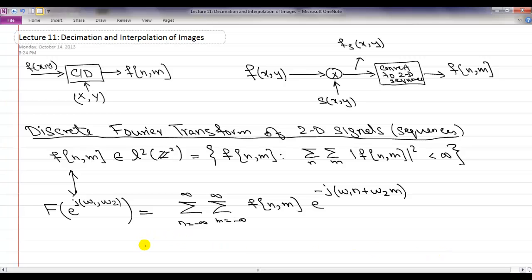And if you want to actually think about how you may want to compute this discrete Fourier transform, for example, I could write the summation over m first, and I could write the summation over n, f of n, m, and I can write e to the minus j omega 1 n. So I'm just going to break up this exponential and write the other exponential outside the summation because that does not depend upon n, so I can write it outside that summation.